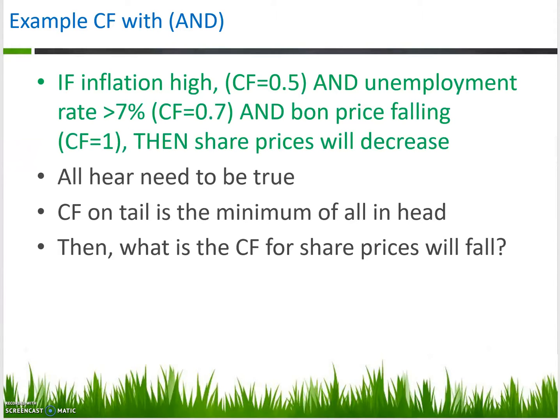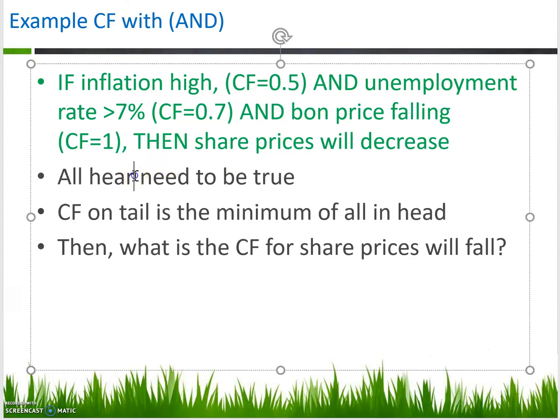So let's look at an example of how to deal with certainty factor with AND rules. If inflation is high with a certainty factor of 0.5, AND unemployment rate is more than 7% with the CF of 0.7, AND bond price falling with a CF of 1, then share prices will decrease. So this is a rule about shares and the stock market.